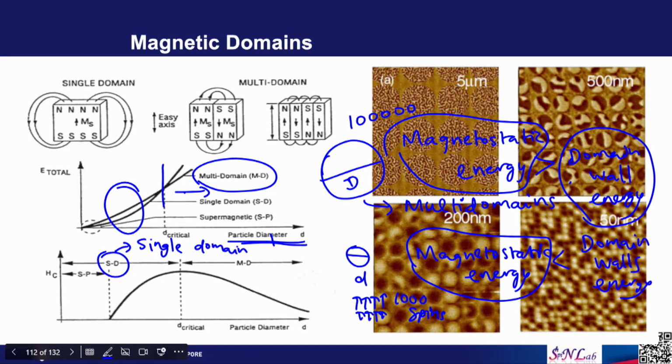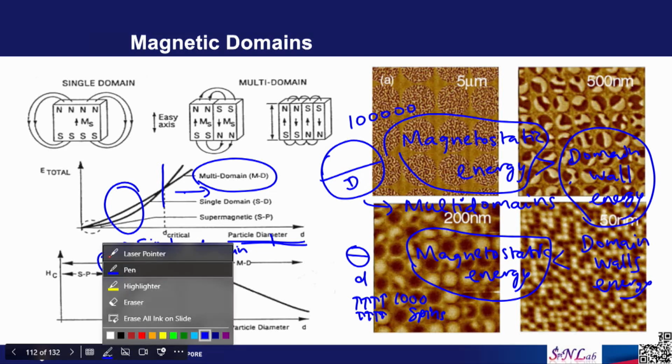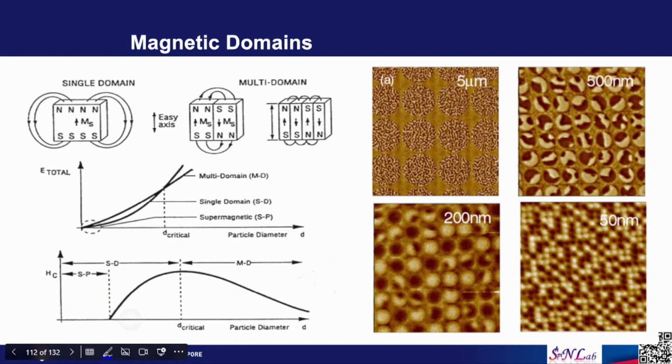Okay, let me show some example. In this picture you see tiny cylinders. From the side it will look like this, but they are like this. Okay, we have tiny cylinders fabricated by lithography.